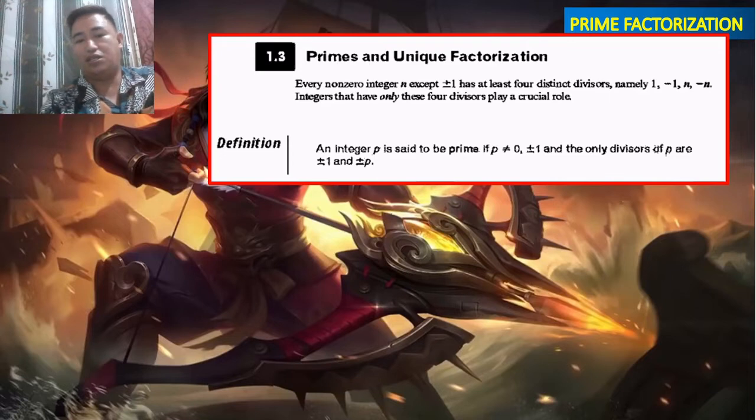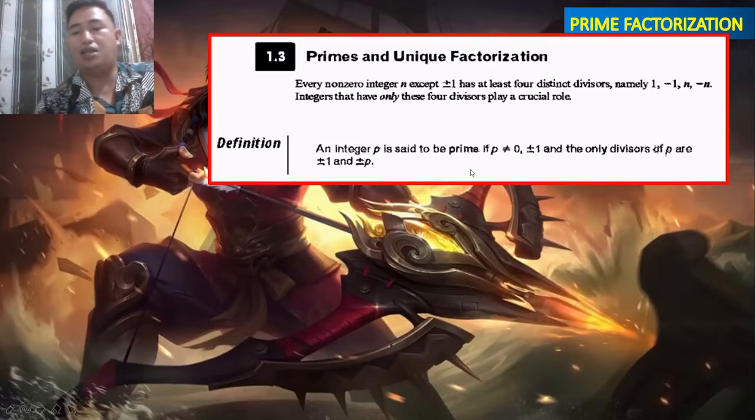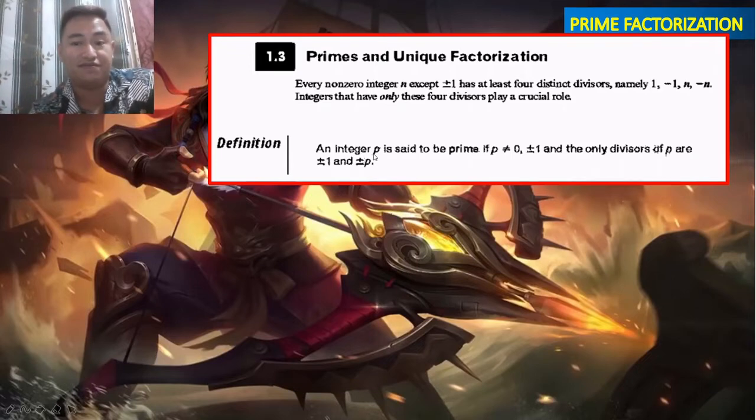Hala, so an integer P class dili lang daw siya equal ni 0 o di pa siya equal ni 1 o negative 1. So therefore class kaning prime nga pasabot diri class sa atong definition, pwede siya kaning prime P, pwede siya negative, no, basta dili lang siya equal ni negative 1.